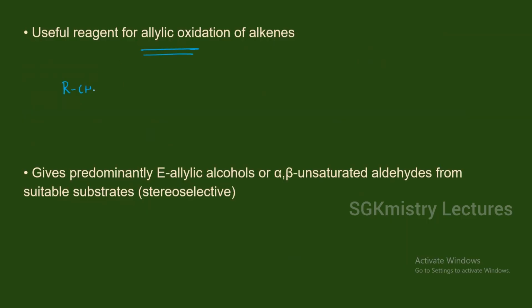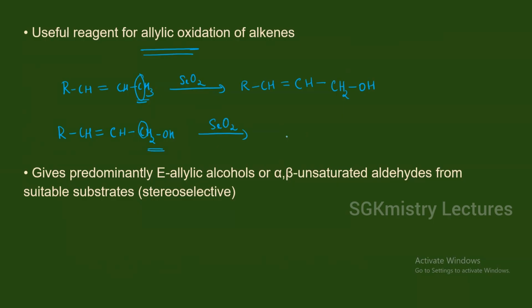So if you are taking RCH2CH3 with SeO2, this is the allylic carbon with respect to the double bond. So we have RCH=CH, and now this will be oxidized to CH2OH. Similarly, RCH=CHCH2OH. Now this is the allylic carbon, right? So that will be oxidized. So the alcohol will be oxidized to aldehyde. So we have RCH=CHCHO.